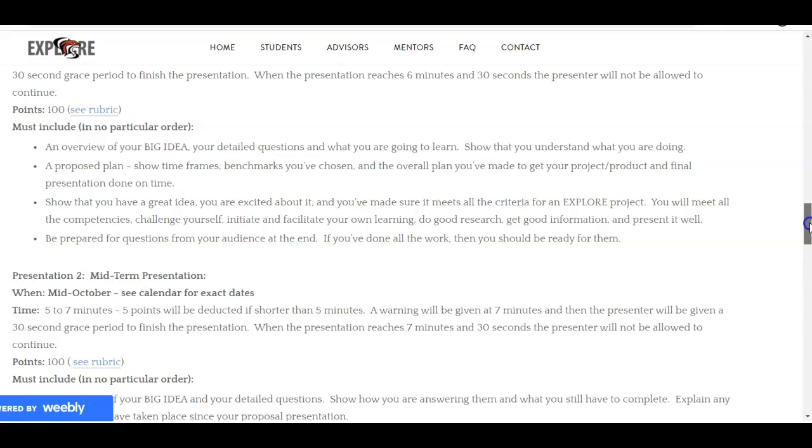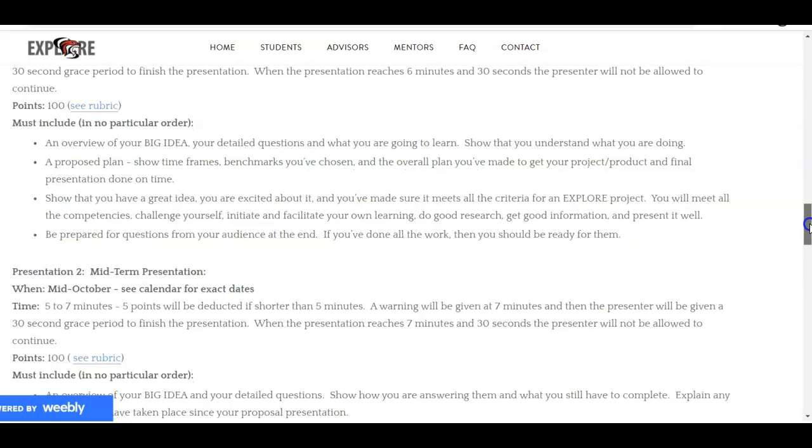It is worth 100 points. I will go over this rubric with you in just a minute. It must include an overview of their big idea. It must include their detailed questions. It must talk about their competencies and how they're going to meet those competencies.